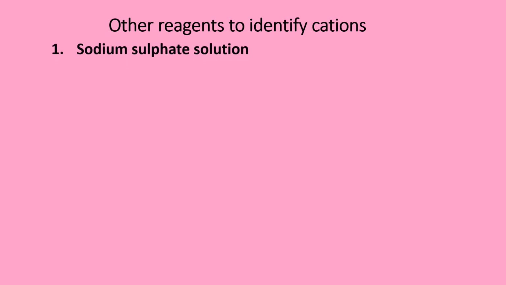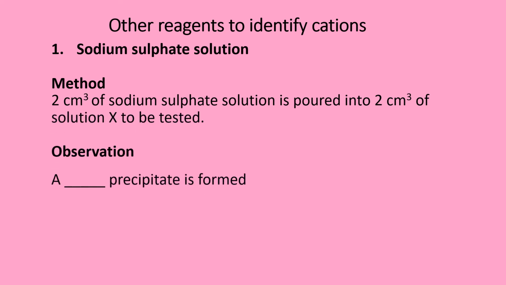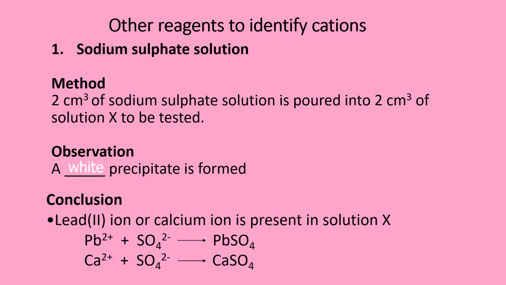Other reagent to identify cation, we have sodium sulfate solution. The method, next page, page 20: 2 cm³ of sodium sulfate solution is poured into 2 cm³ of solution X to be tested. Observation: white precipitate is formed. Conclusion: it shows that lead(II) ion or calcium ion is present in the solution.